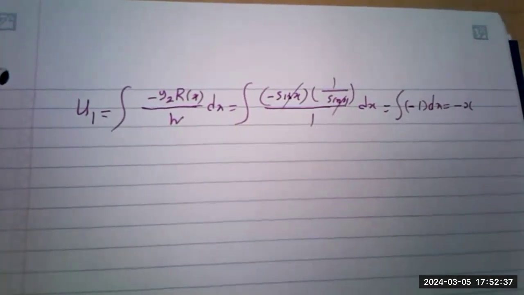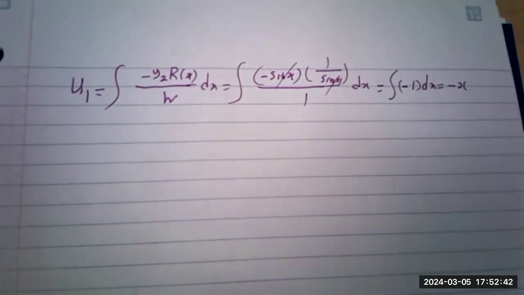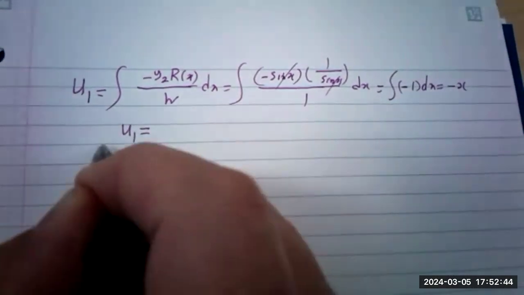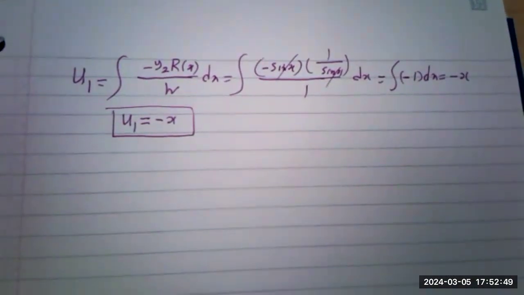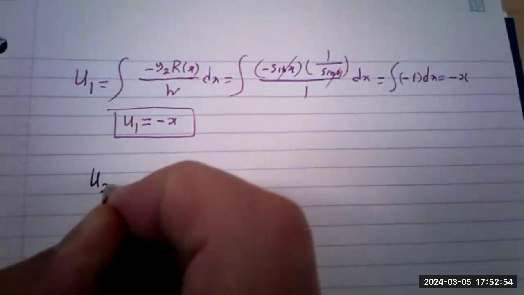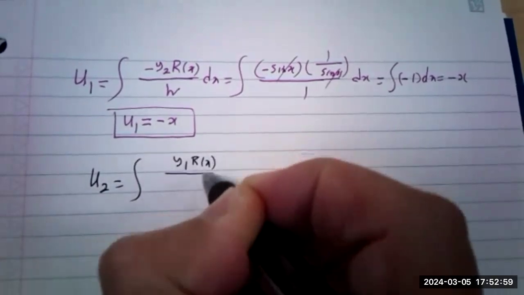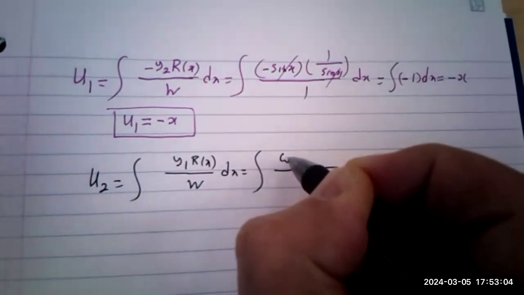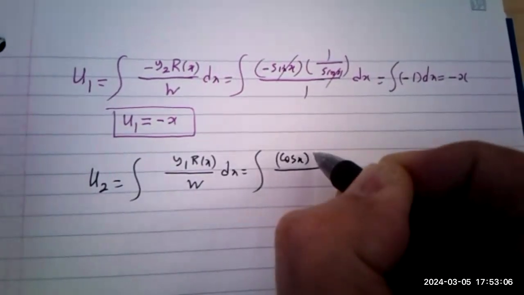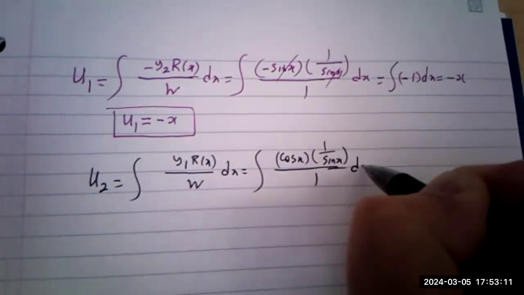Remember, they are particular solutions, so you're not going to add the constant. So the U1 would be negative X. Any question? Go back, repeat the formula for U2. U2 is the integral of Y1 R of X divided by the Wronskian. So Y1 is cosine, R of X is 1 over sine, and the Wronskian is 1.